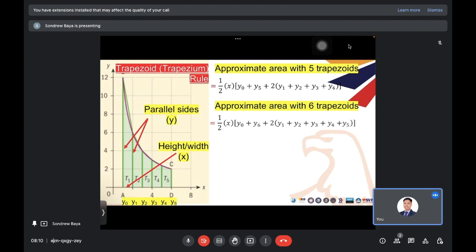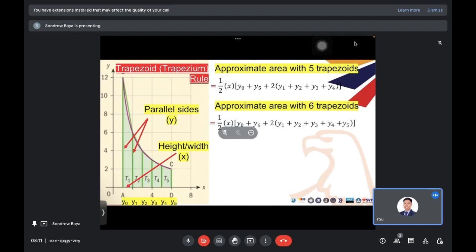So that's still half of the width or the height. It's up to you on how you would want to see it. You have y sub 0 plus y sub 6, plus 2 times the lengths in between them, all right? Up until the length which is previous to the last length, y sub 6. So that's 2 times y sub 1 plus y sub 2 plus y sub 3 plus y sub 4 plus y sub 5.